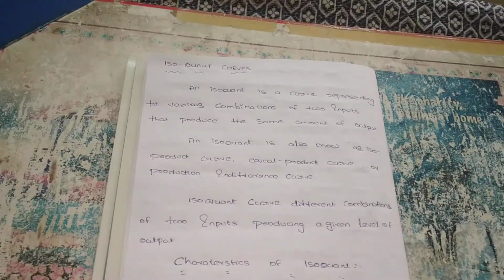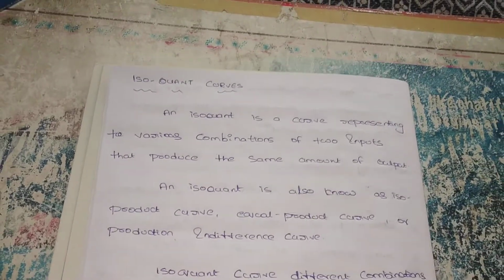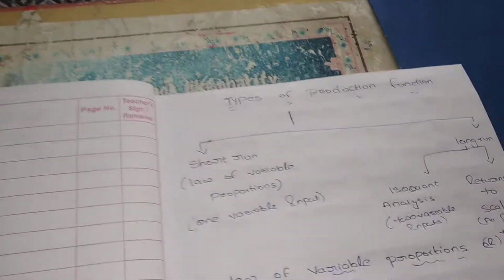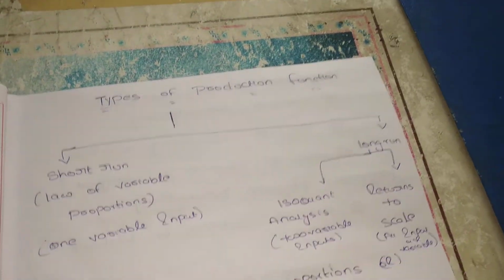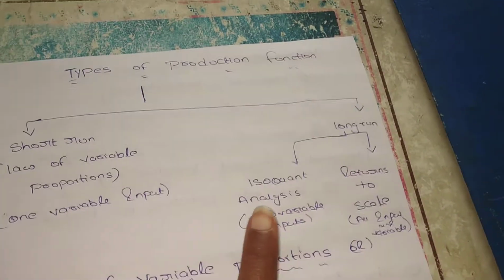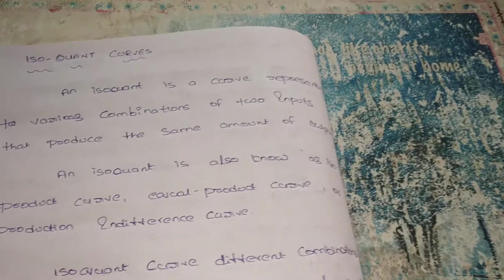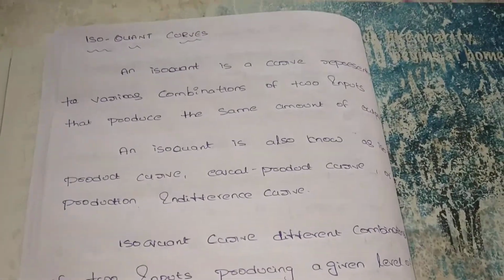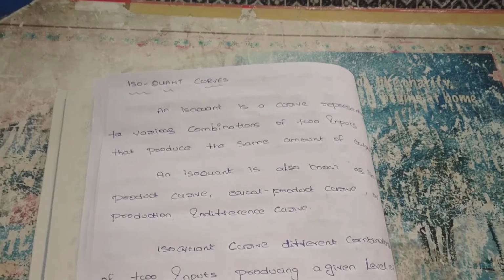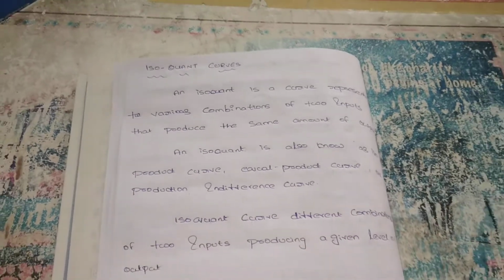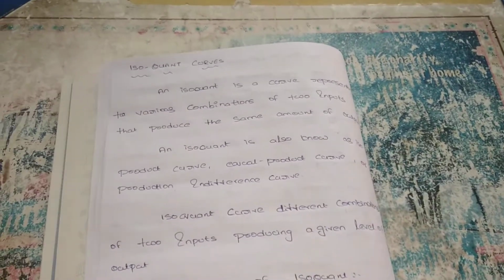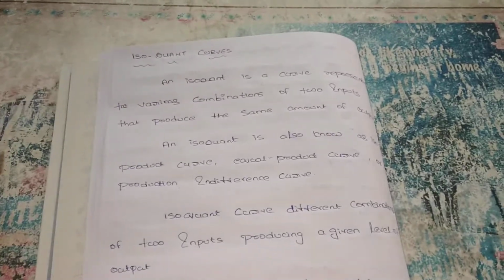Up to now we discussed the law of variable proportions, and now we are discussing the isoquant curve. Already we discussed the types of production curve. In short run production, there is only one variable input. Here isoquants has two variable inputs, that is capital and labor. There are changes in both labor and capital, but the output is constant, and we get equal satisfaction at each and every point.